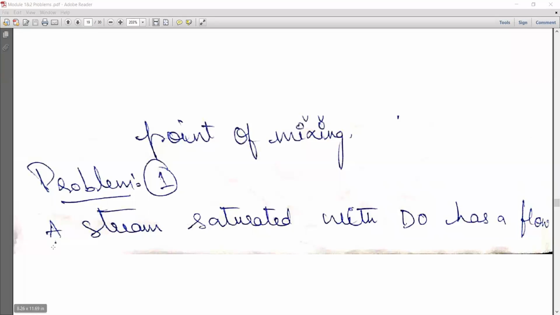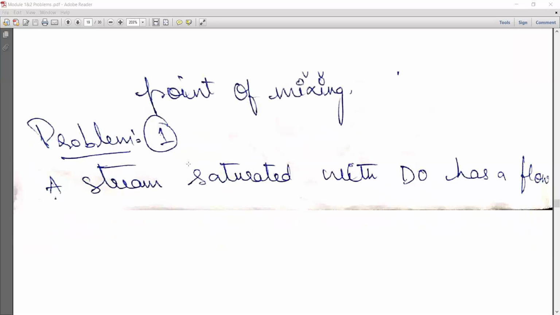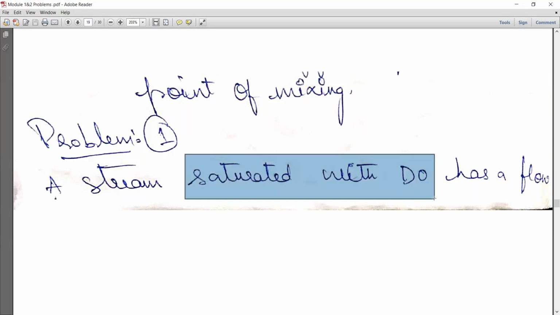Problem 1. A stream saturated with DO has a flow. So in the question's starting statement, read it carefully. The stream is saturated with DO. That means the stream's DO is saturated. The dissolved oxygen of the stream is saturated.